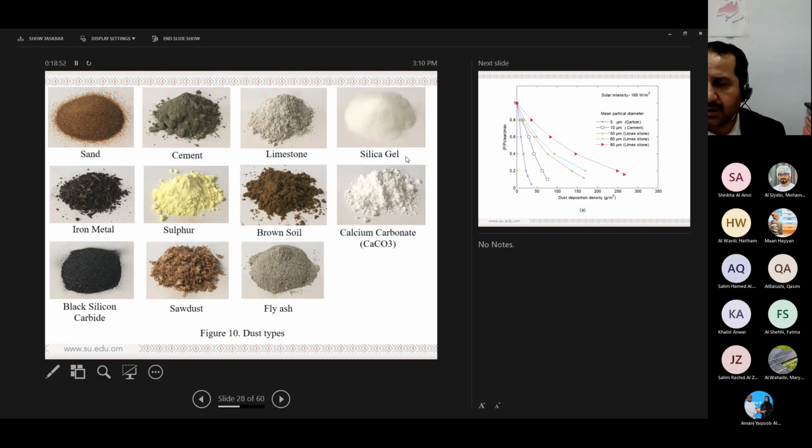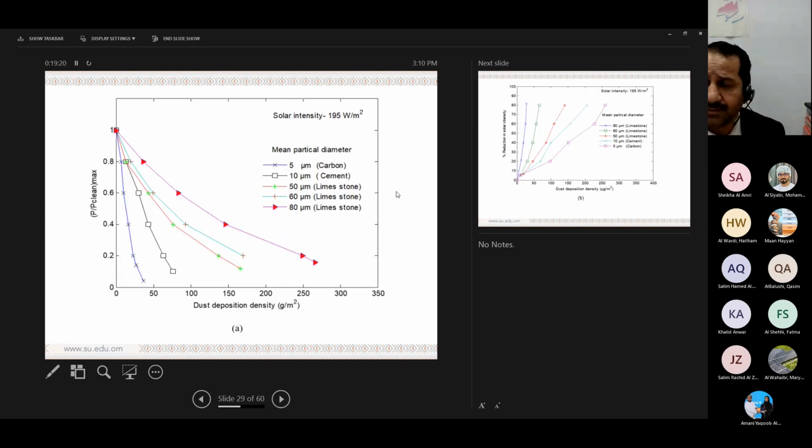Calcium carbide, for example, when we have buildings and new places to be built. Sawdust, or fly ash, when we have forests and there are fires, and places where we come up with carbon to be fired, and so on. So each one of them has a different effect as a dust, a different effect on the PV.